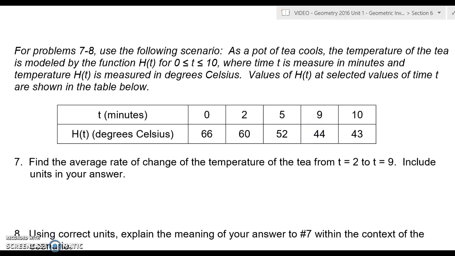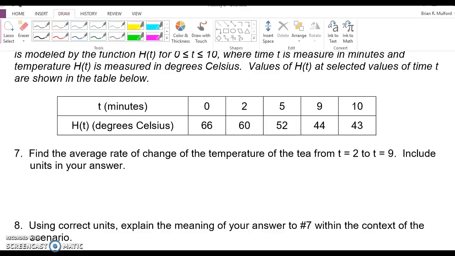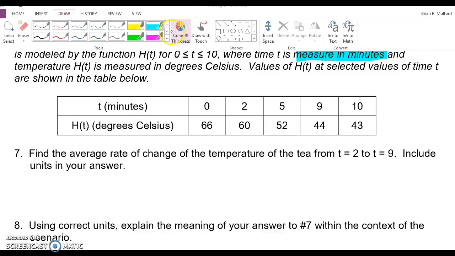Now we have a pot of tea cooling. So we're filling coffee, now we're cooling tea. Let's see, number 7 and 8: as a pot of tea cools, the temperature of the tea is modeled by this function for 0 to 10 with our selected values. T is measured in minutes, so I'm going to highlight that right now. Measured in minutes. And the temperature is in degrees Celsius.